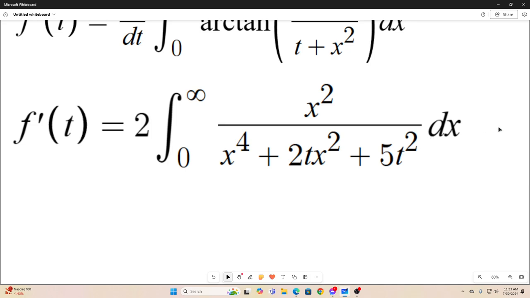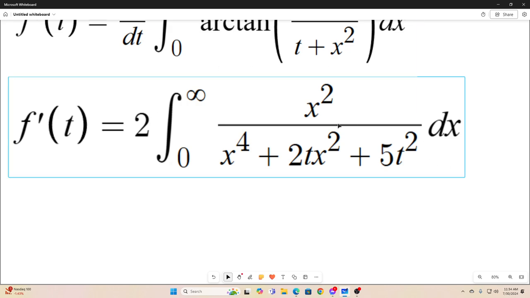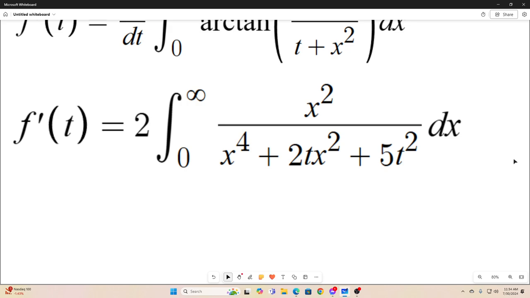Anything of the form ax squared over bx to the fourth plus cx squared plus d from 0 to infinity, it's going to converge. So like I said, I'm not going to be showing how to evaluate this. It is solvable using traditional techniques. What you do is you factor this denominator, then you perform partial fraction decomposition, and then there's a lot of really nasty integration to do from there, but it's absolutely doable.